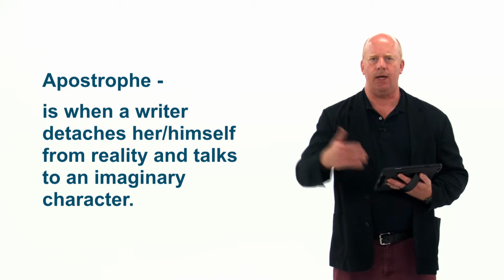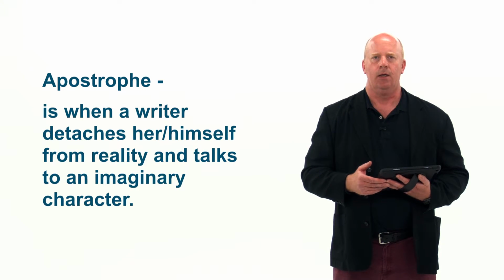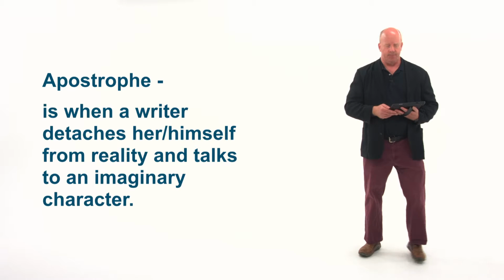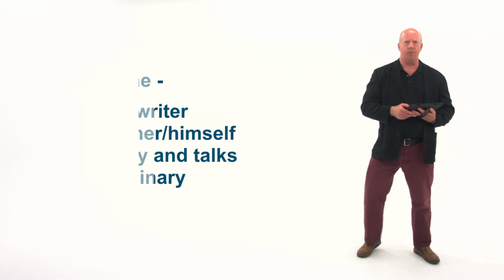Apostrophe is when a writer detaches herself or himself from reality and talks to an imaginary character. This happens a lot in Shakespeare, and you may see some examples of that.